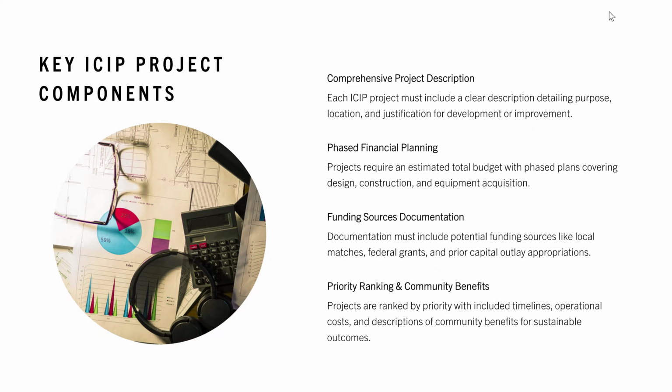The project components. Whenever you put a project on the capital improvement plan, you have to have the project description, and you see what goes in there. You have to have the financial planning that goes along with it. And if it's a very expensive project and it has to be broken down into phases, it tracks that financial phased approach as well. And then you have to record that as you move through that 60-month period.